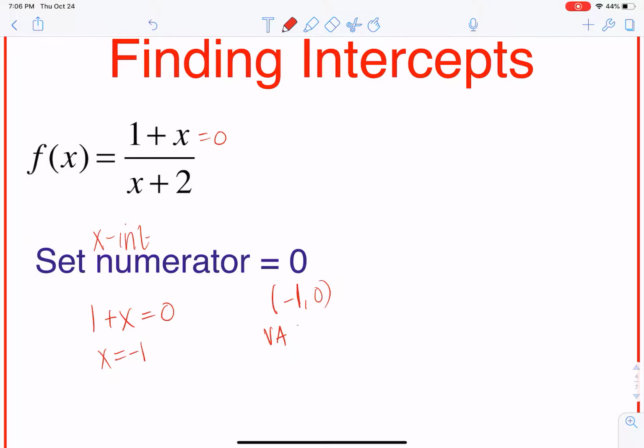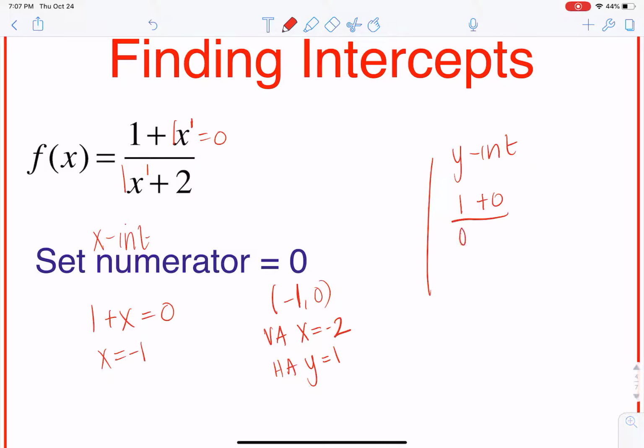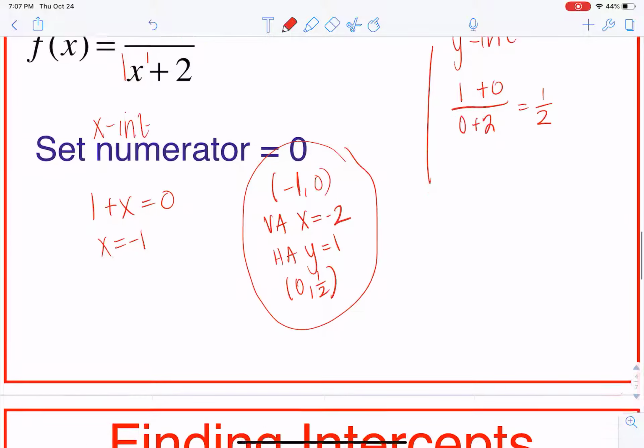I know that I'll have a vertical asymptote where x is equal to negative 2, and a horizontal asymptote where y is equal to 1, because again, the lead degrees here are equal, so we divide our lead coefficients. And lastly, I can find my y-intercept by saying 1 plus 0 over 0 plus 2 is equal to 1/2. So the point 0 comma 1/2 is also going to be a point on my graph. So lots of great information here just from a first glance at this equation.